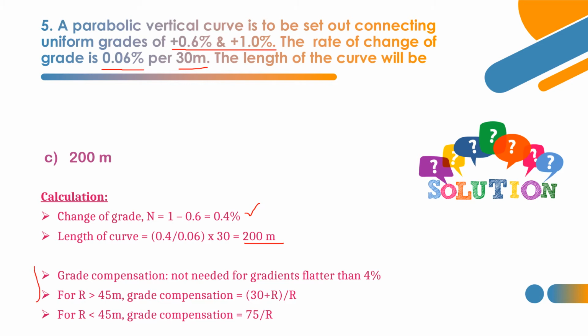Now let's see more about grade compensation. Grade compensation is not needed for gradients flatter than 4%. This is as per the IRC code. When the radius of the horizontal curve is greater than 45 meter, grade compensation shall be (30 plus R) by R. The compensated gradient is the ruling gradient minus this grade compensation value. When the horizontal radius is less than 45 meter, grade compensation shall be 75 by R. This is how we calculate the grade compensation. Now let's move on to the sixth question.